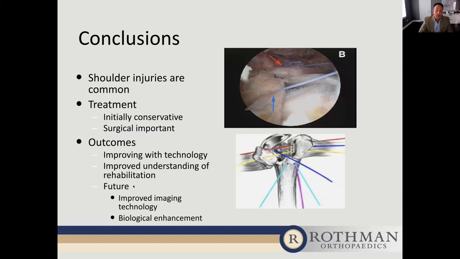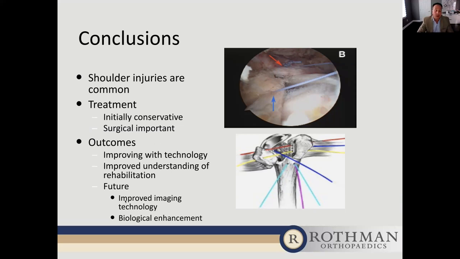The outcomes are improving with technology. Again, rehab is super important. There's an old saying that a good surgery with a bad therapist can make a bad outcome, and a bad surgery with a good therapist can make a good outcome. So therapy is super important, both in a plus and a minus way.